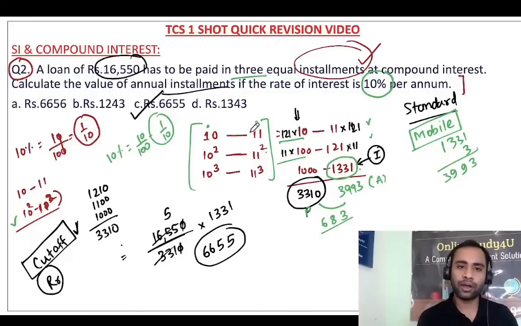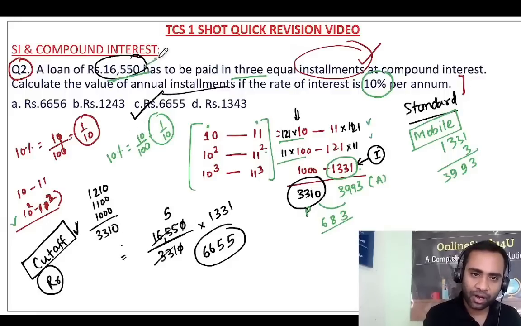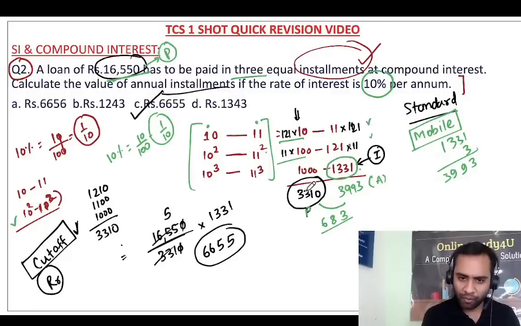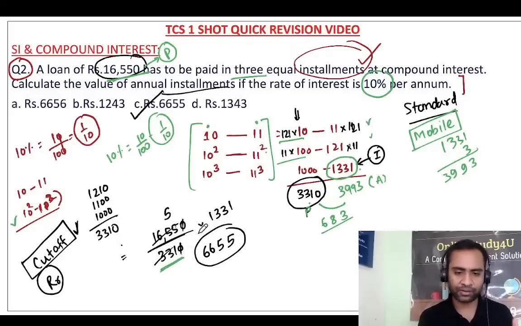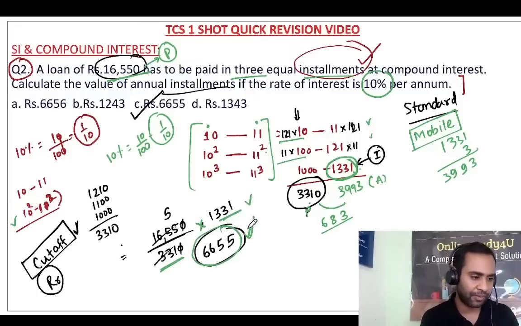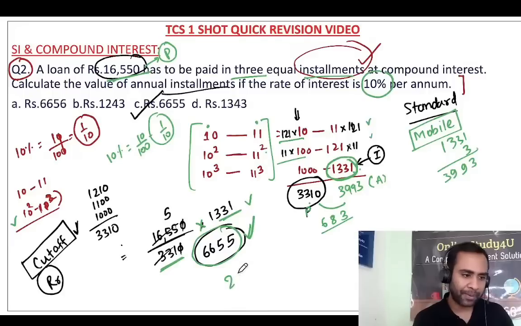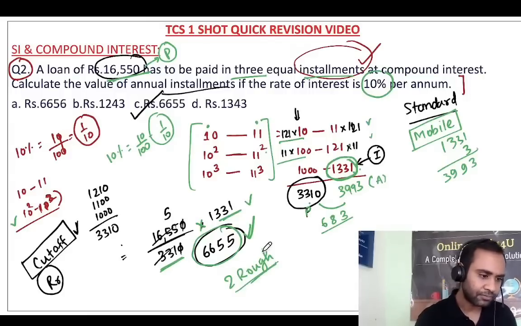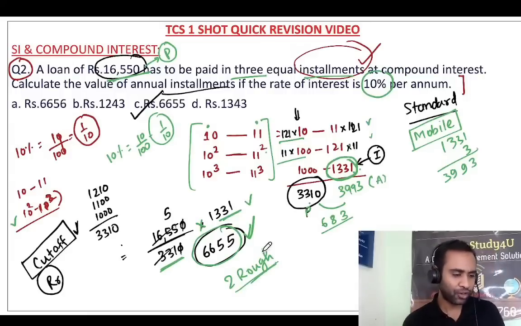Now they're telling the money you have taken is 16550. This is your principal, and the unit of principal here is 3310. So 3310 is equal to 16550. Now I have to calculate the installments. What is your per installment? 1331. Multiply by that, and you will be getting 6655 rupees. Two rough paper you will be getting. Clear for everyone?